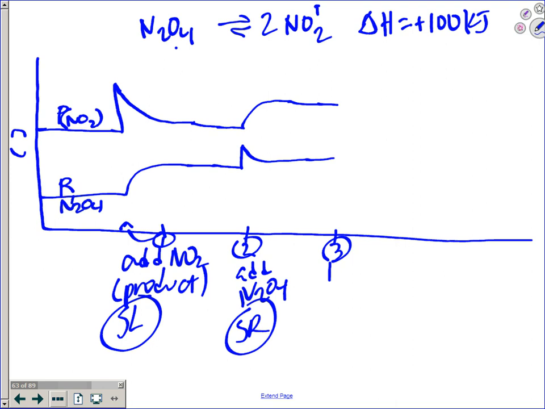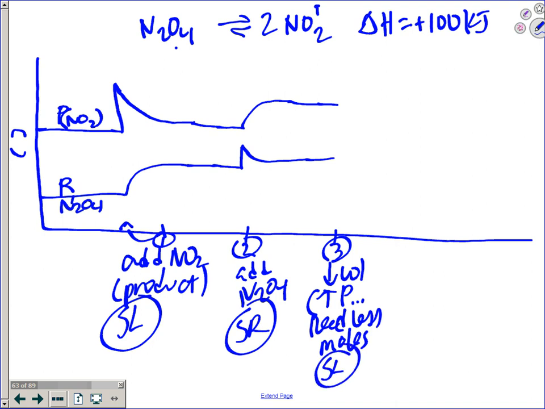I'm going to decrease the volume of the container. All right, so think about it. Which way will it shift if I decrease the volume of the container? Why am I shifting left? Okay, so essentially what has decreased volume done to the system? It has inadvertently increased the pressure. Your job is to find a way to decrease that pressure, which means go to less moles. Okay, so we need less moles, and that's a shift left.